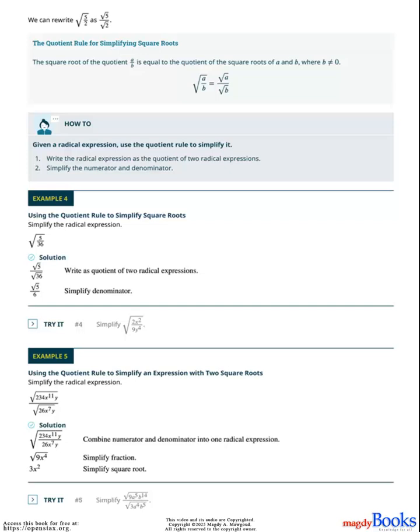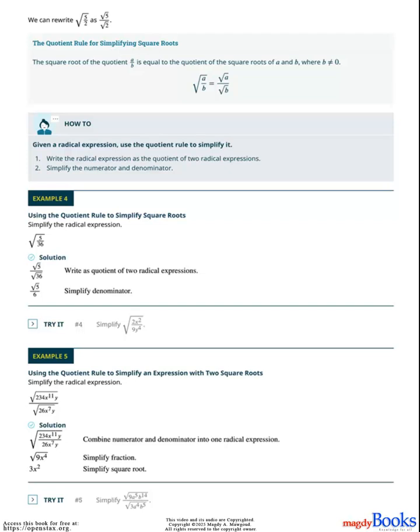A. The quotient rule for simplifying square roots. The square root of the quotient a over b is equal to the quotient of the square roots of a and b, where b is not equal to 0. Square root of a over b equals square root of a over square root of b. How to? Given a radical expression, use the quotient rule to simplify it. 1. Write the radical expression as the quotient of two radical expressions. 2. Simplify the numerator and denominator.